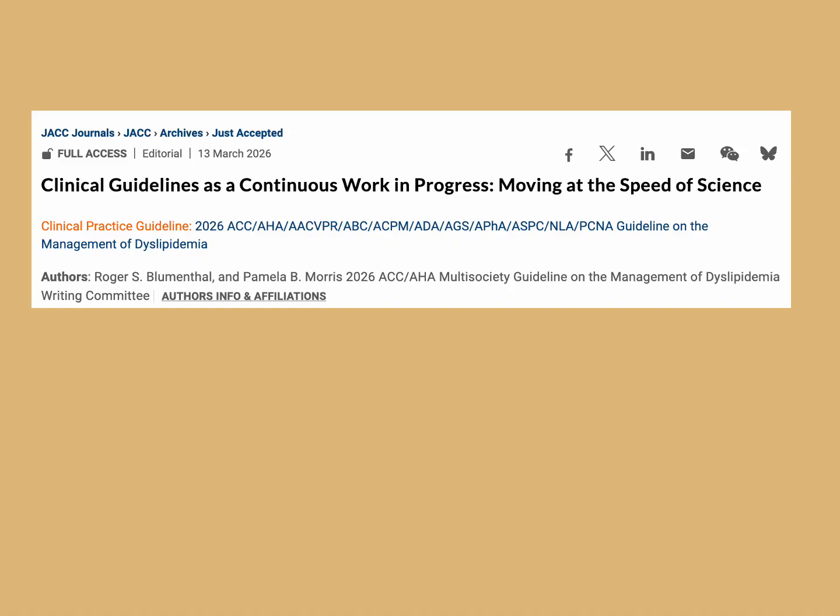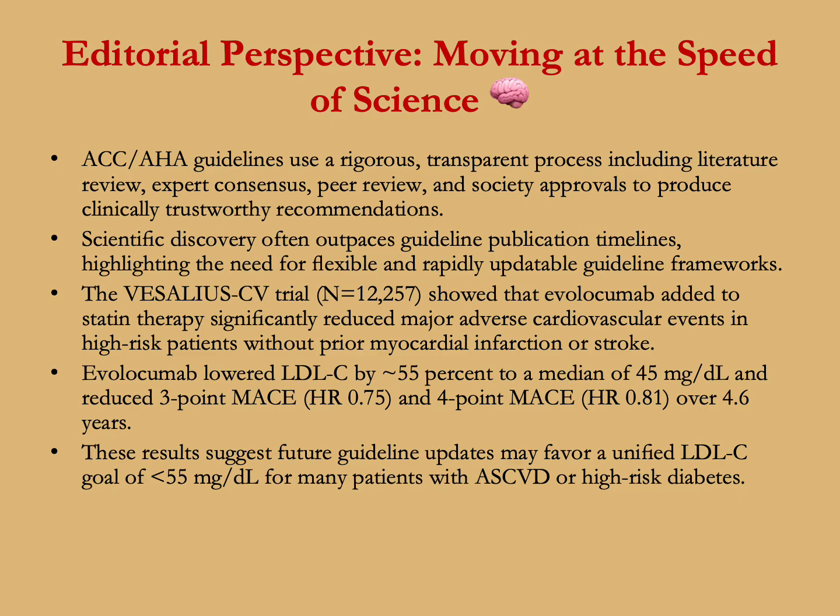There's an accompanying editorial written by the guideline authors, Dr. Blumenthal and Dr. Pamela Morris. The editorial perspective in JACC was titled "Moving at the Speed of Science." It goes on to say that these ACC guidelines are a rigorous, transparent process, including literature review, expert consensus, peer review, and society approvals to produce clinically trustworthy recommendations. Scientific discovery often outpaces guideline publication timelines, highlighting the need for flexible and rapidly updatable guideline frameworks.